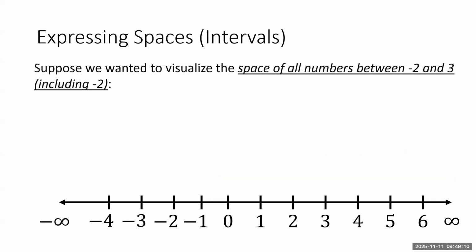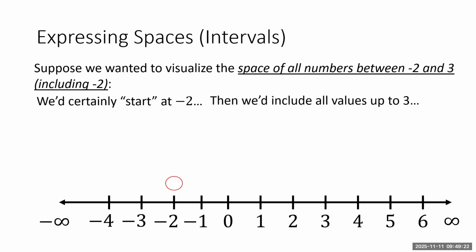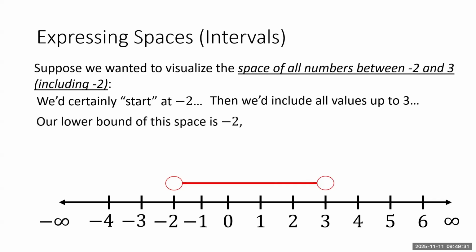Now suppose we wanted to visualize the space of all numbers in between -2 and 3, and we will include -2 in this space. We'd certainly start at -2, so we put an open circle over -2. We'd want to include all the values up to 3, so we'll put an open circle at 3. And we draw a line segment between those 2 points, those 2 circles. The lower bound of our space is -2, and we include -2 in that space. So we'll go ahead and fill in the circle at -2.